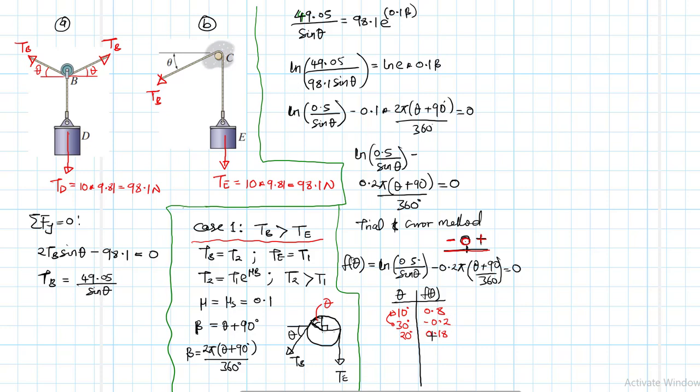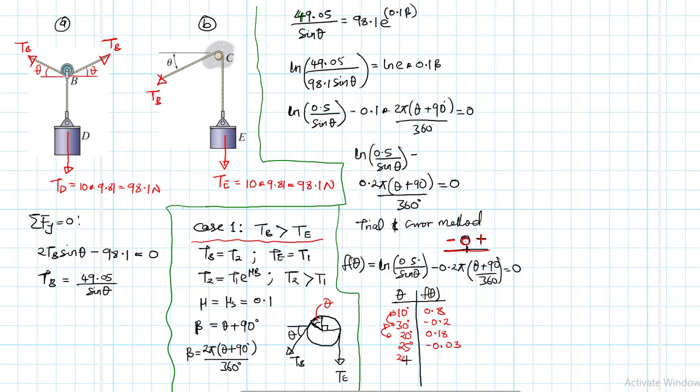Again, I'll pick the average of 30 and 20 again. So we keep on doing the iteration as we get closer to zero. That's the idea. Okay, we want the results to converge. So again, the average of 30 and 20 is 25 degrees. We do that, we have a minus 0.03. Okay, we keep on doing that.